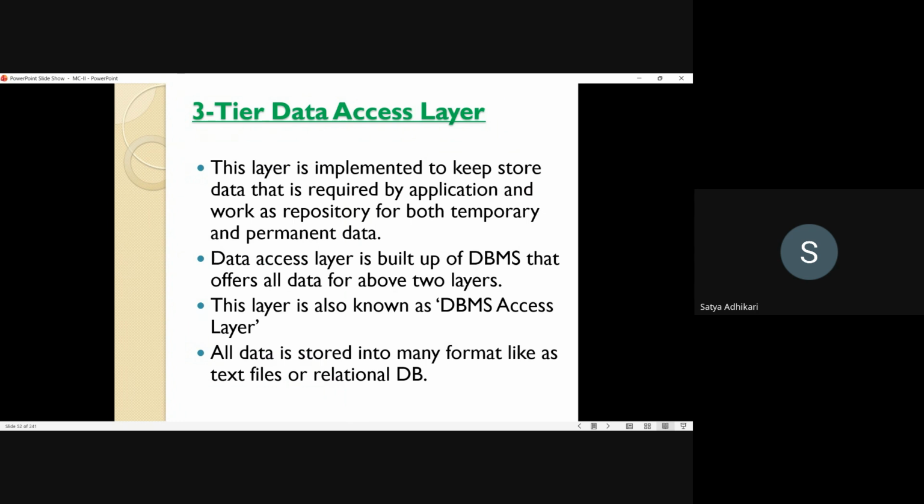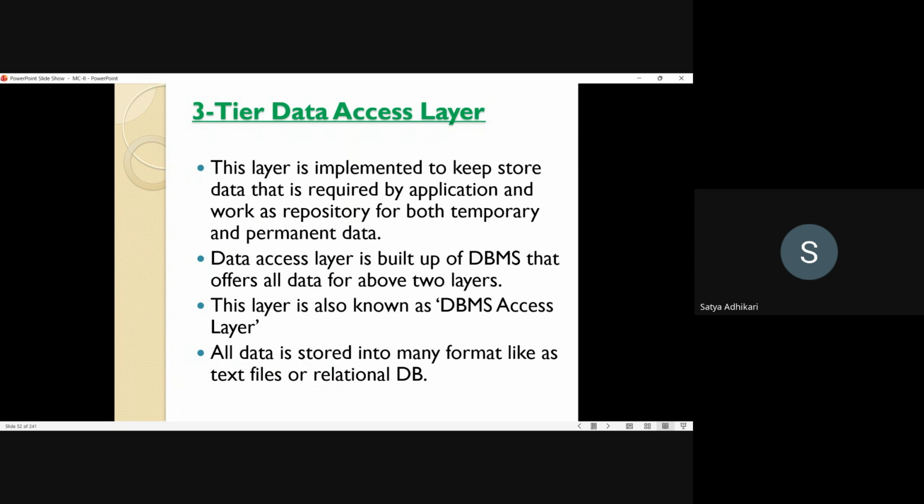Data access layer is built up of DBMS. You please recall the first layer consists of some browsers. The second is some technology like PHP, JSP, or Java, or .NET. But the data access layer is built up of some DBMS software that offers all data for the above two layers. As it is stored data, it must need a DBMS software. This layer is also known as DBMS access layer, database management system access layer.